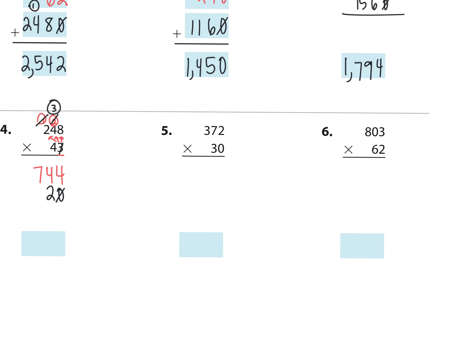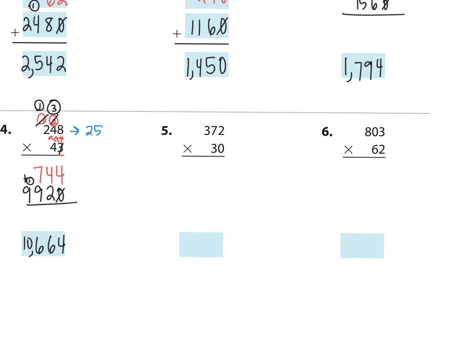Now I'm going to go straight up. 4 times 4 is 16, plus the 3 that I carried is how much? 19. And carry that 1 over here. Then 4 times 2 is 8, plus the 1 that I carried, which makes 9. Okay, I'm going to add these together. And yep, 10,664.